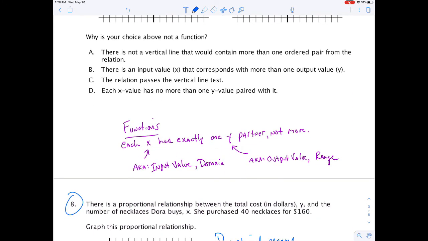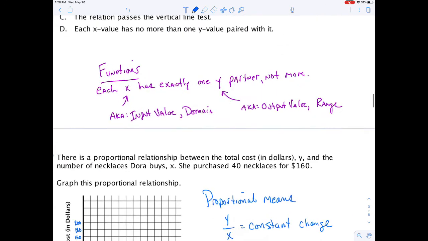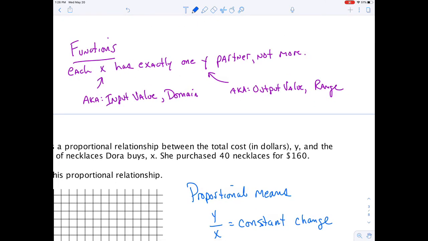Down here, what's your choice? The reason why it's not a function, the correct answer when you get a chance to look at them, is B. There is an input value, that was the -4.5, that corresponds with more than one output, right? It corresponded with two output values. So because of that, it was not a function. A little definition of function down here.